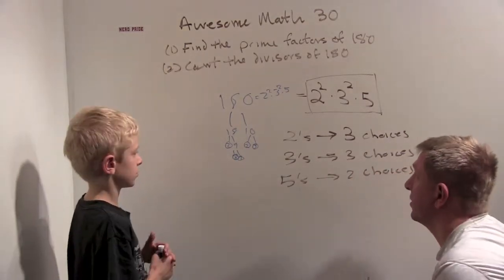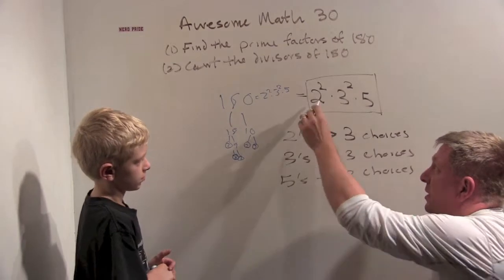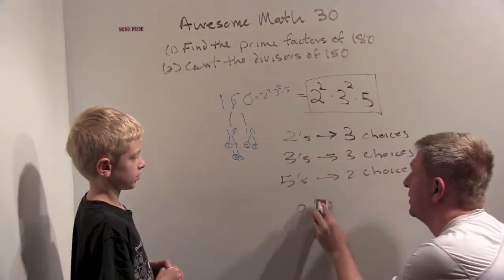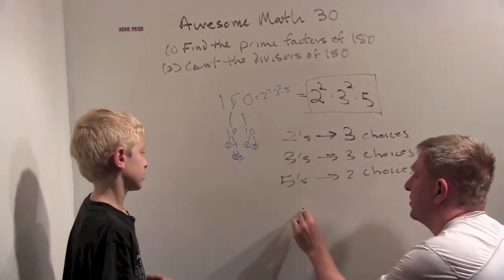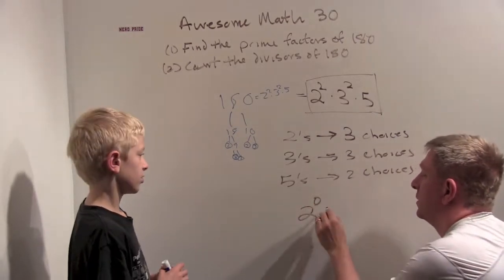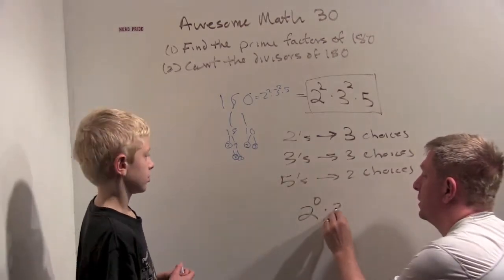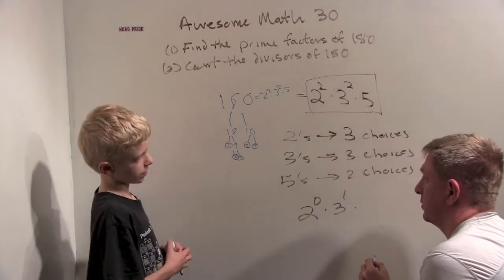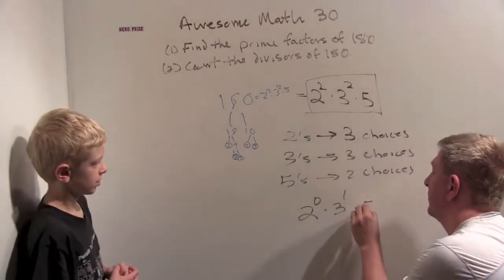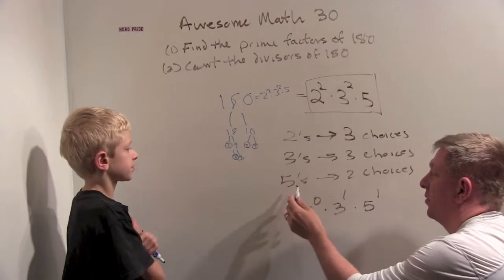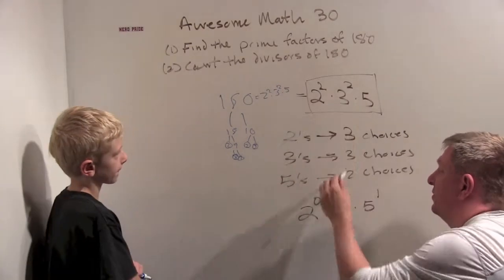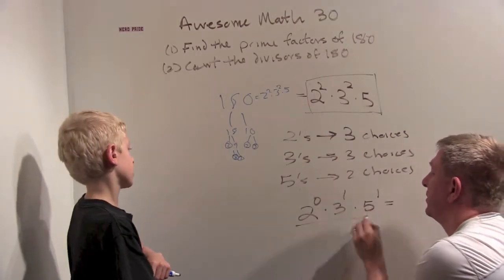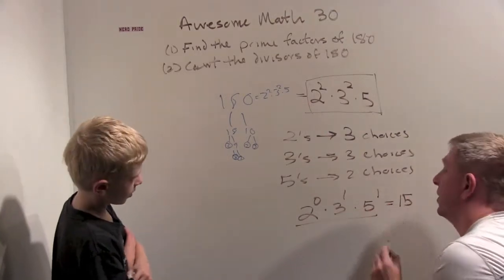And we can illustrate those choices. Here, we can pick no 2's, so 2 to the 0. Then 1 3, and I'll pick 1 5. I can pick 0 or 1 for the 5's, I can pick 0, 1, or 2 for the 3's, and I can pick 0, 1, or 2 for the 2's. This gets us the number 15, which is one of the divisors.